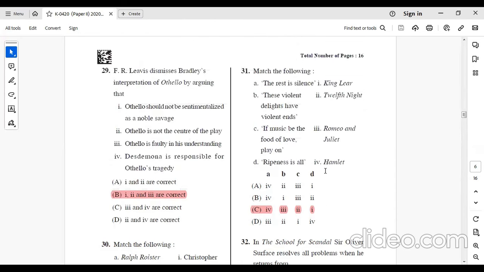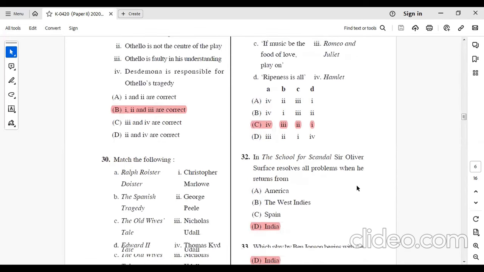Now, question number 31. Again, we need to match here the statements from different plays. The rest is silence belongs to Hamlet. These violent delights have violent ends belongs to Romeo and Juliet. If music be the food of love, play on belongs to Twelfth Night. Ripeness is all belongs to King Lear. The rest is silence, Hamlet. These violent delights have violent ends, Romeo and Juliet. If music be the food of love, play on, Twelfth Night. Ripeness is all, King Lear.